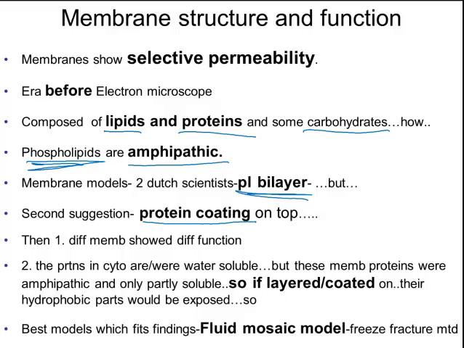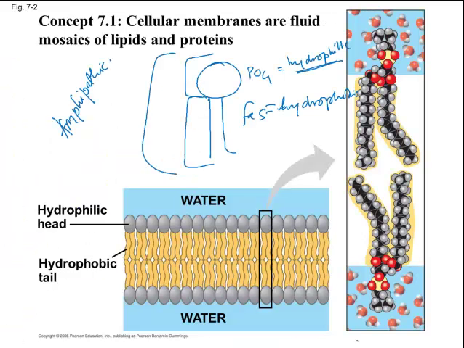So the best model which fits the findings is the fluid mosaic model. The scientists went ahead with a process known as the freeze fracture method and tried to find out what the components of the cell membrane are. They elucidated the following, which we will come across in the next slide. So this part is understood.